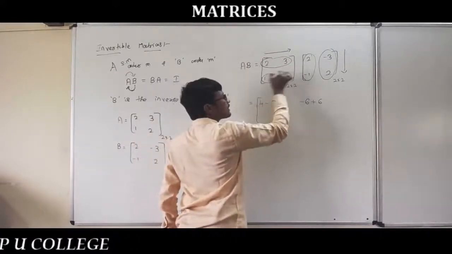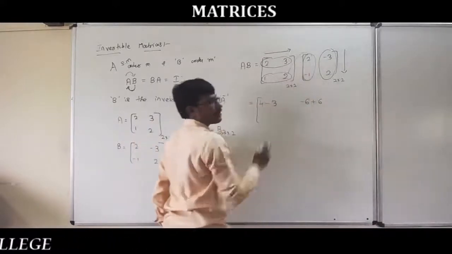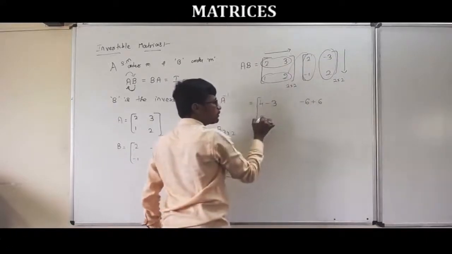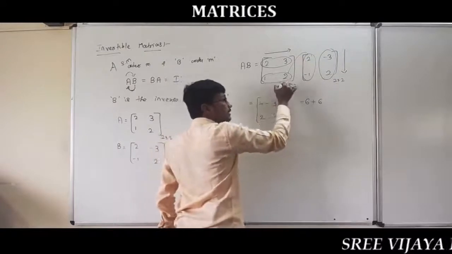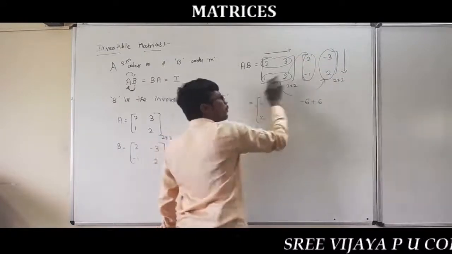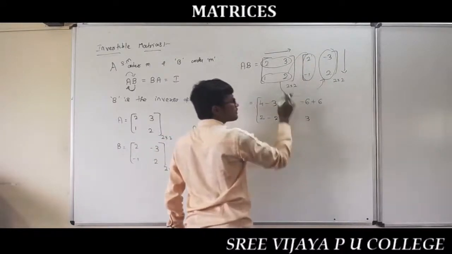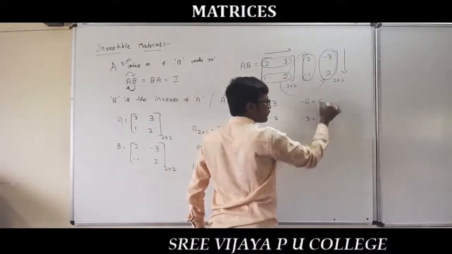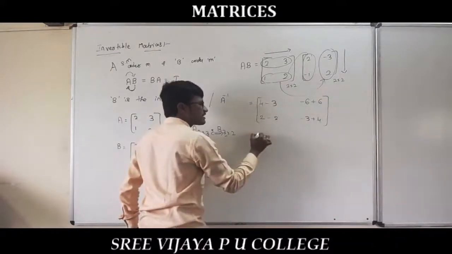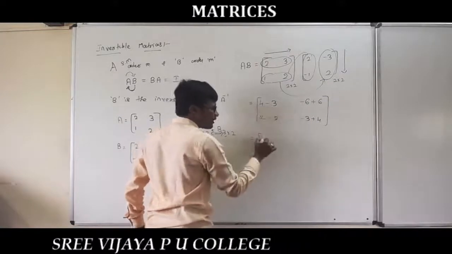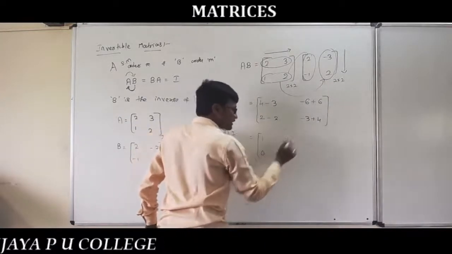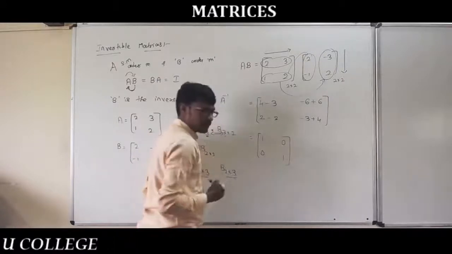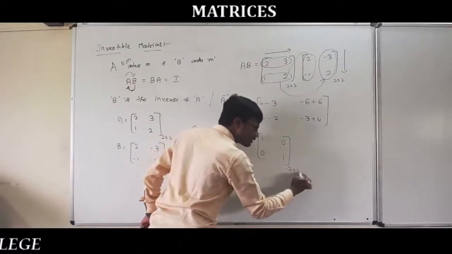Now the second row with the first column: 1 into 2 is 2, 2 into minus 1 is minus 2. Again, second row with second column: 1 into minus 3 is minus 3, 2 into 2 is 4. Let us simplify this one. 4 minus 3 is 1. Minus 6 plus 6 is 0. 2 minus 2 is 0. Minus 3 plus 4 is 1. It is of order 2 cross 2 only.